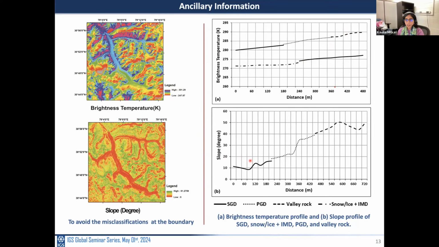So same is the case with the slope. As can be seen, SGD is formed at a lower slope compared to the PGD, and PGD is formed at a lower slope compared to the Valley Rock. So these two particular ancillary data sets are going to help discriminate between the glacier surface and the non-glacier surface features.